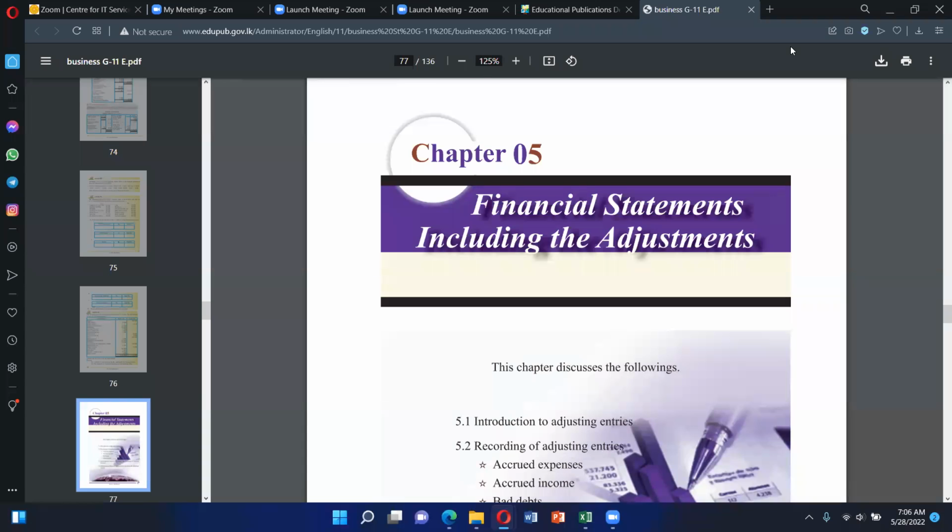Financial statements, including the adjustments. I hope you can see the screen. So can you write this down? Chapter 5, financial statements, including the adjustments.